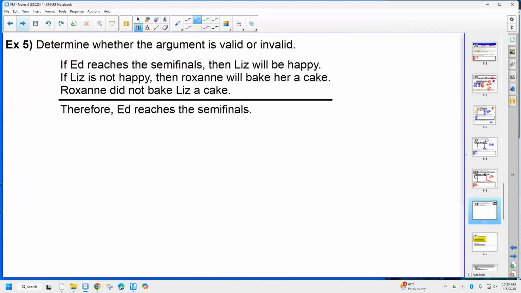So, number 5, determine whether this argument is valid or invalid. All right, so if Ed reaches the semifinals, then Liz will be happy. If Liz is not happy, then Roxanne will bake her a cake. Roxanne did not bake her a cake. Therefore, Ed reaches the semifinals.